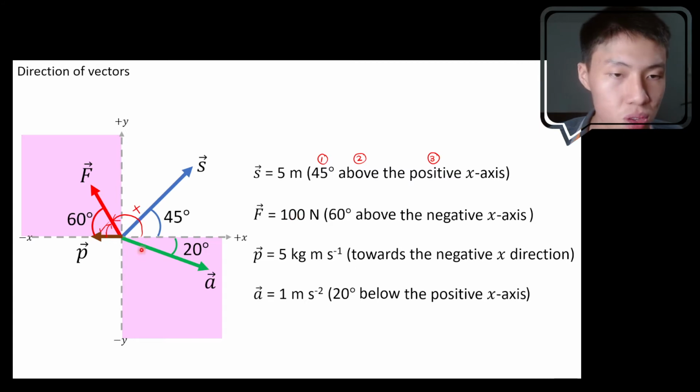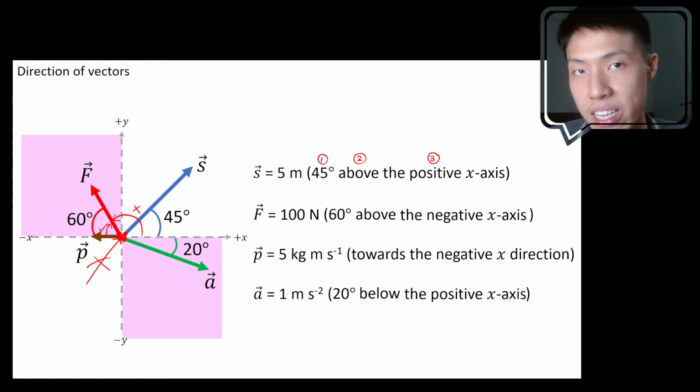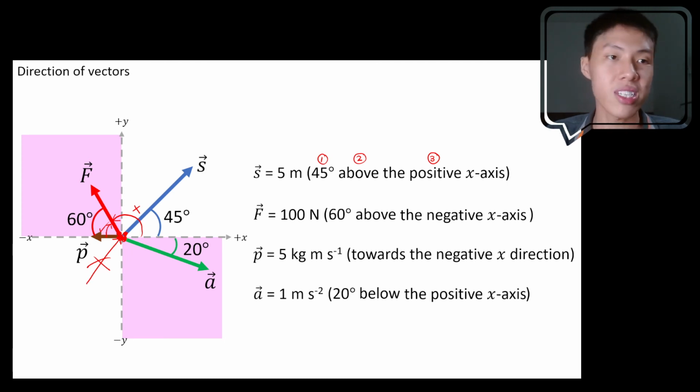Again, one thing to take note of: if you notice all my vectors, I have carefully placed the tail of the vector on the origin. I'm not placing the head at the origin. I'm not doing something like this. No, I'm placing the tail at the origin. For S the tail is over here, for F the tail is over here, for P the tail is over here, for A the tail is over here. I place the tail at the origin before I determine the angle. That's very important. So that's how you determine the direction of vectors and express it in words.